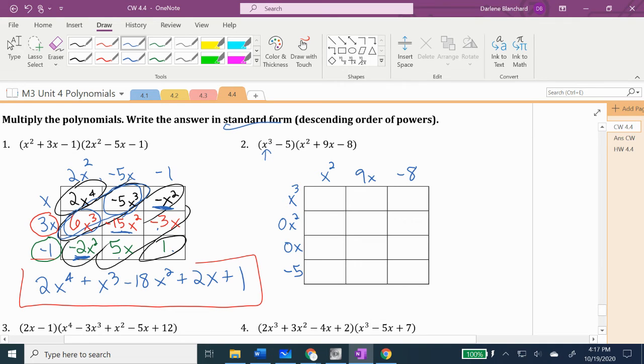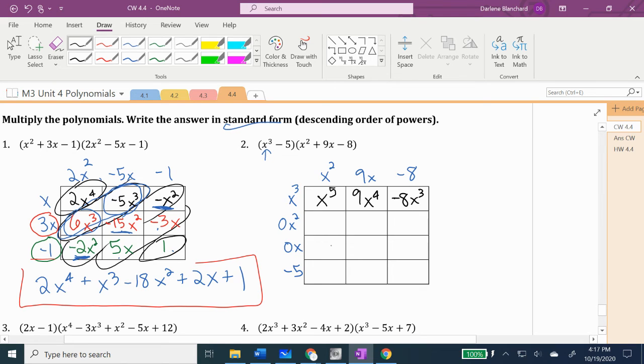You do not have to do this. It's just a way of lining things up to more easily see it. And it's up to you how you want to do it. Then I am going to multiply x cubed and x squared to get x to the 3 plus 2, 5. Here I'm multiplying 9x by x cubed. Here I'm multiplying negative 8 with x cubed.